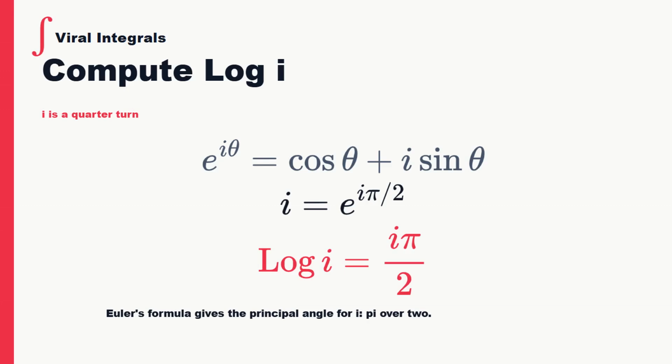And using Euler's formula, which was established in a previous video, and plugging in pi over 2 into it, we see that e to the i pi over 2 is cosine of pi over 2, which is 0, plus i times the sine of pi over 2. Sine of pi over 2, of course, is 1, so that's just i. And that's where the previous statement that log of i is equal to i pi over 2 came from.